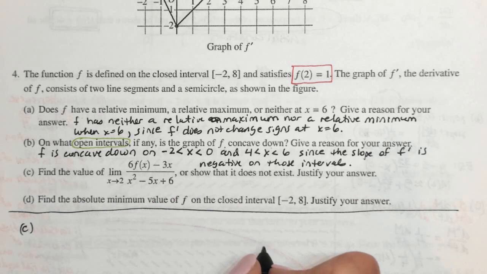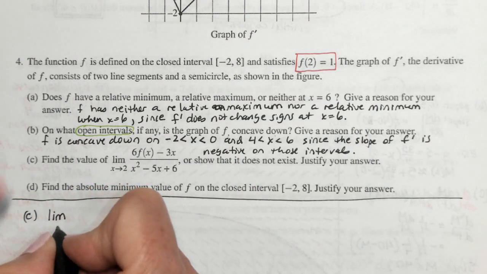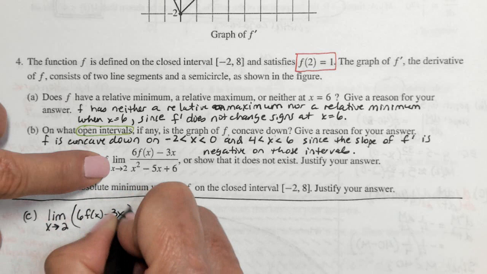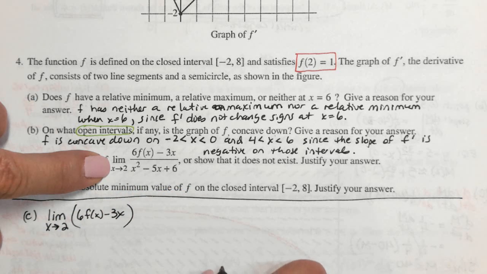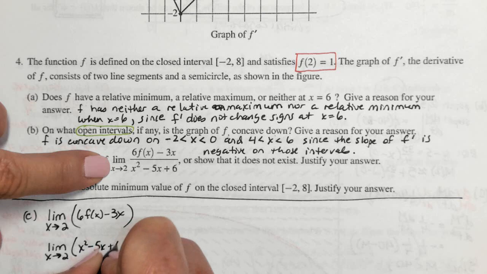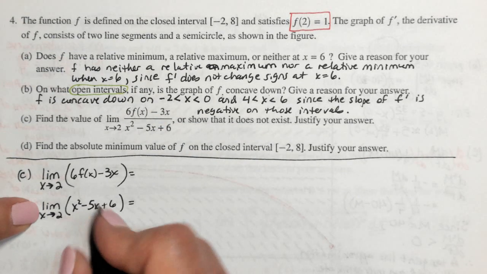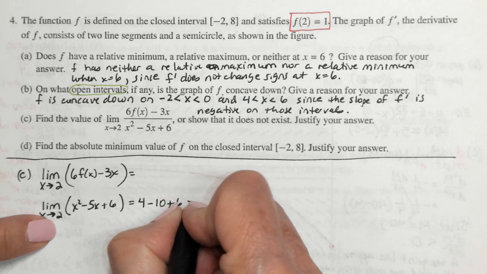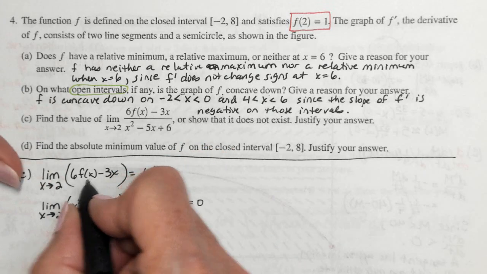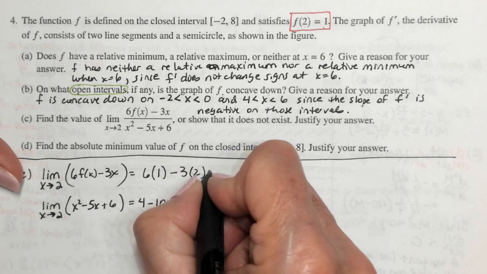Part C. Okay, because L'Hopital's takes some time to work out, right? So for L'Hopital's, we first find the limit of just the numerator. Let's see if that is 0. And then we're going to find the limit of just the denominator. That's going to be easier. Let's go do that one first. Okay, so if we put 2 in, we're going to get 4 minus 10 plus 6. Yes, that is 0. This one, we're going to have 6 times f of 2. F of 2 they gave me was 1. Minus 3 times 2, that is 6 minus 6, so that is 0.